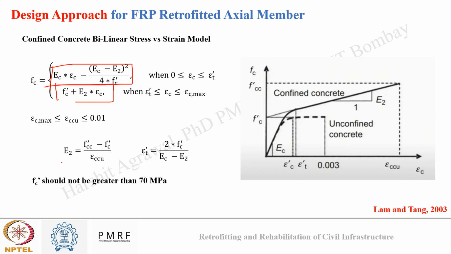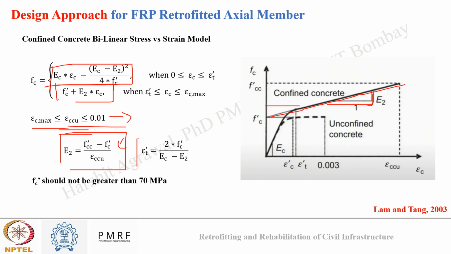Additionally, it is important that epsilon Cmax should be less than epsilon CCU should be less than 0.001. This is to ensure that concrete rupture within FRP is not too critical, so for that, this condition is applied. For the linear region, my E2 is given by this equation. That is nothing but stress upon strain, so stress is nothing but the difference between these two values. The slope of this curve is E2, and it is nothing but stress upon strain.